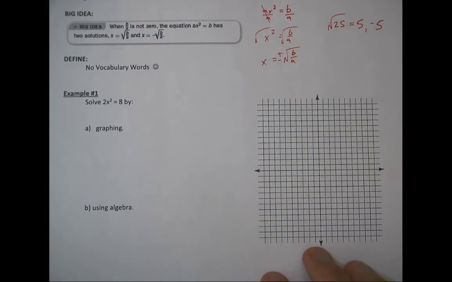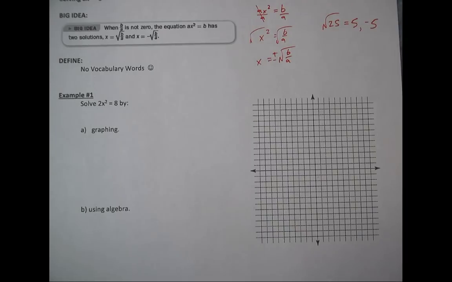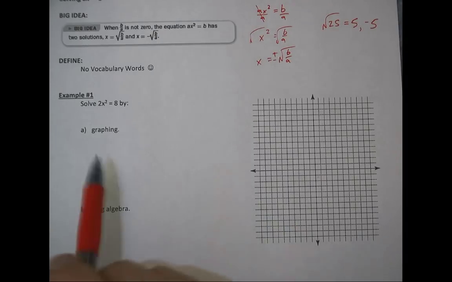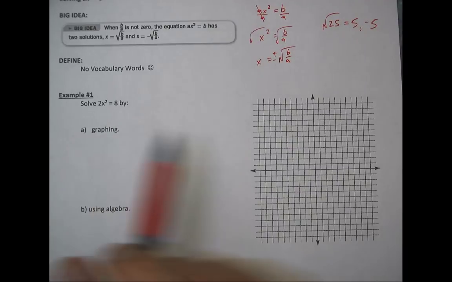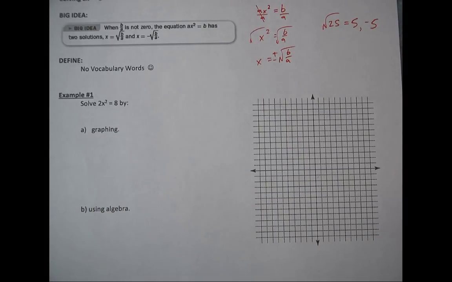So let's look at example 1. Let's see visually what this looks like, and then we'll talk more algebraically as we go. So we're going to solve this equation, 2x squared equals 8, by two means. First by graphing, and that's visually going to show you why this is happening, and then also by using algebra. So first, let's graph it.